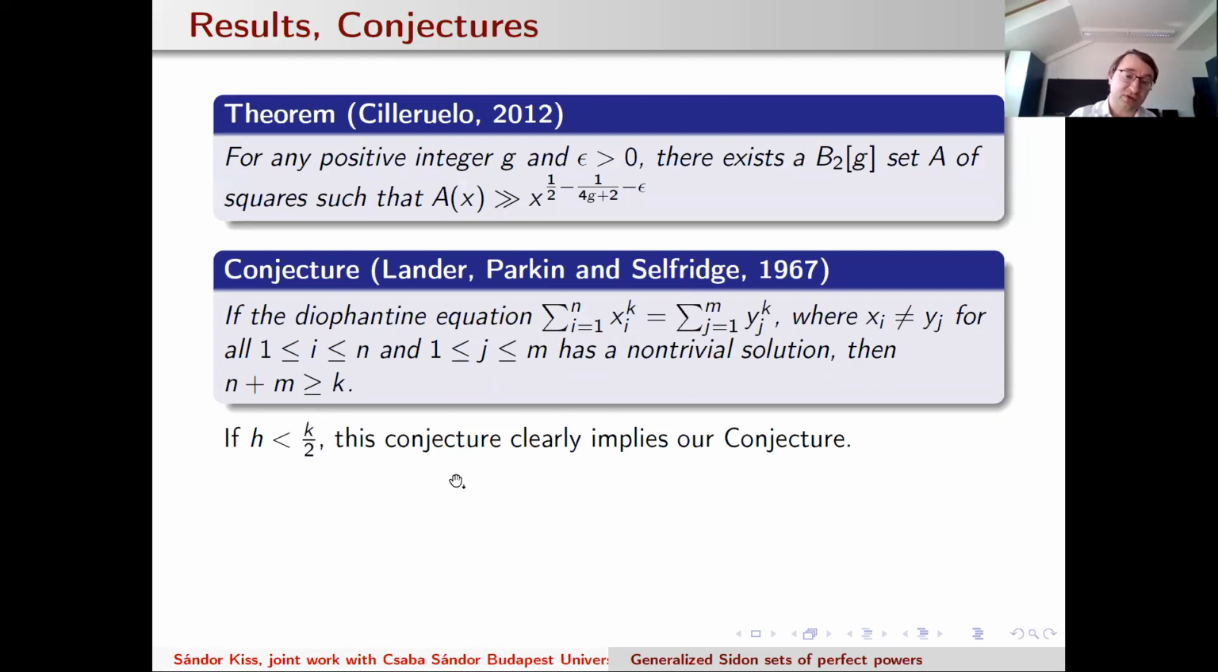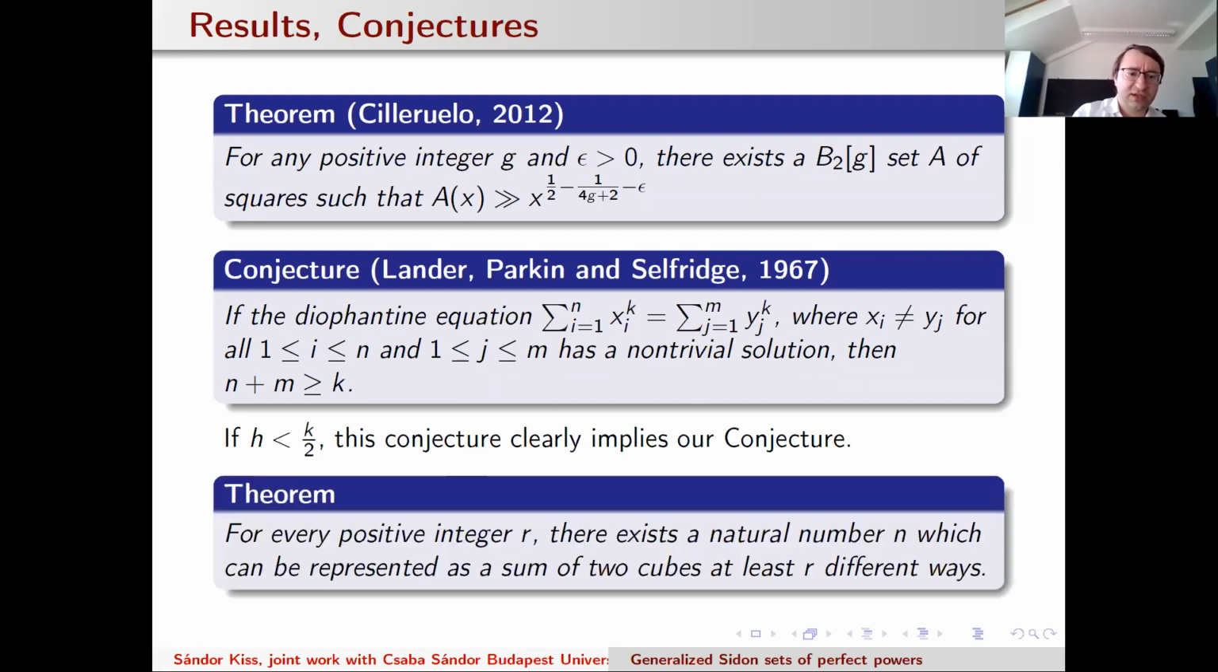So a trivial observation: if our conjecture is true when the number of terms h is equal to the exponent k, then it also holds when the number of terms h is at most as large as the exponent k. I talked about squares, and let's see what we can tell about cubes. There is a well-known theorem which states that the number of representations of a positive integer as the sum of two cubes can be made arbitrarily large. And this implies that the cubes do not form a B2G set for any g.